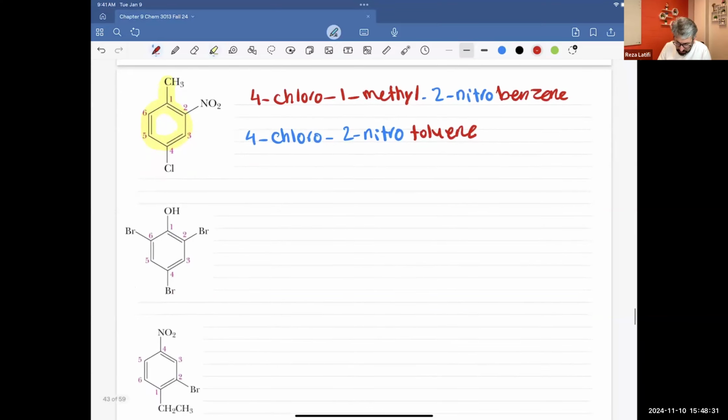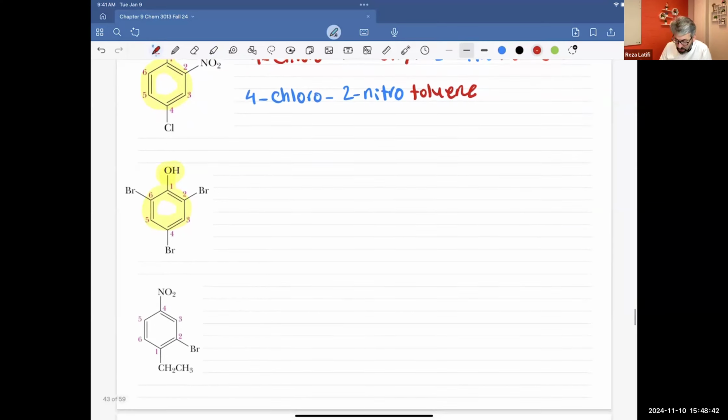Next one, the functional group is OH. So how about treating it as a phenol? I can say I have a phenol molecule with 3 bromo substituents. So I go 2, 4, and 6 tribromo phenol, and that's going to be the correct name for it.